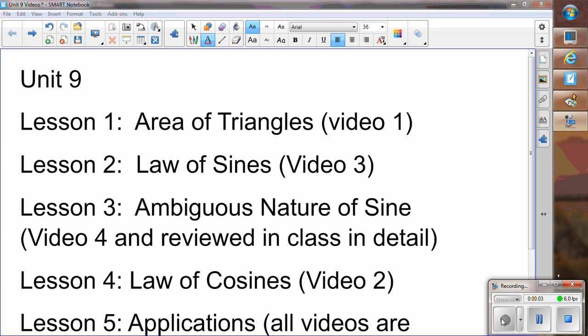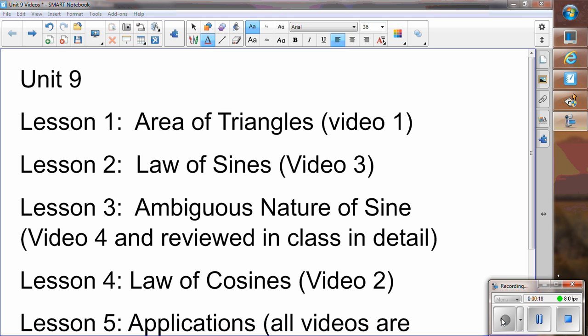This is Unit 9, where we are dealing with the trigonometric applications. And in these, we're going to deal with the formulas that are on the reference sheet. The first lesson we're going to go through is area of triangles, and this will be in this video.